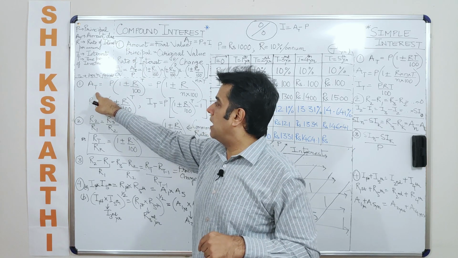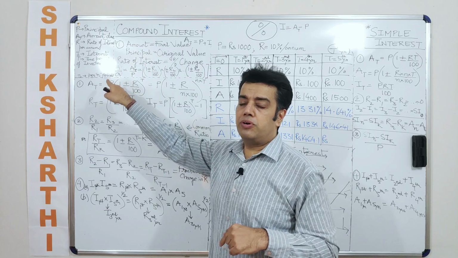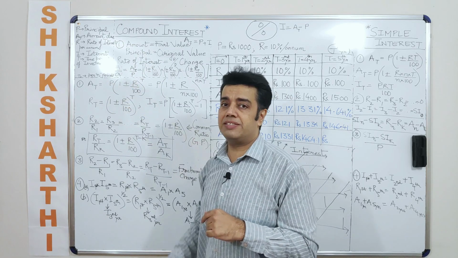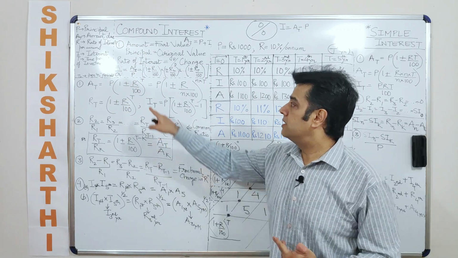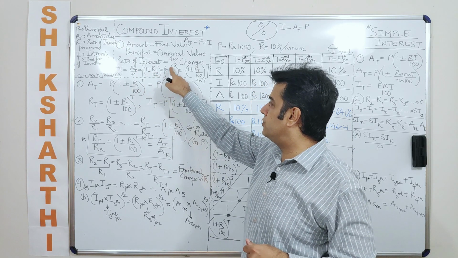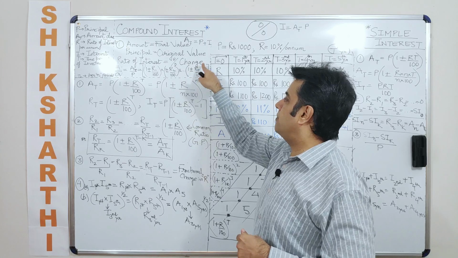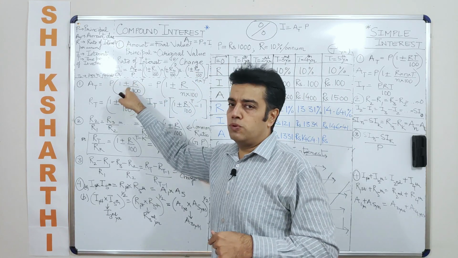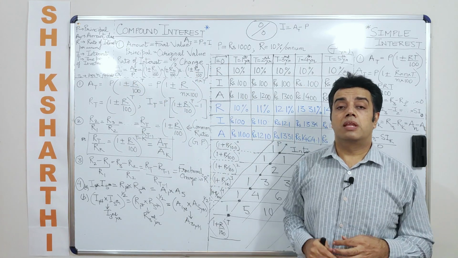So the amount due after t years at compound interest, had the rate of interest been the same every year, I'll say A upon P will be equal to 1 plus or minus r by 100 into 1 plus or minus r by 100, and after t years, so we are using the rule of exponents.